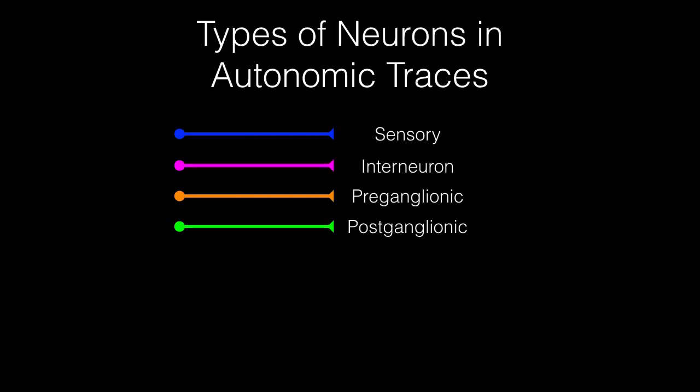Okay, now we'll get into autonomic traces, and all that's really different here is the specific rules we need to know, but other than that, these are pretty basic. So here's the types of neurons we use in autonomic traces. Again, we're going to have sensory, we're going to have interneurons, but then instead of skeletal motor, we use these neurons called preganglionic and postganglionic motor neurons.